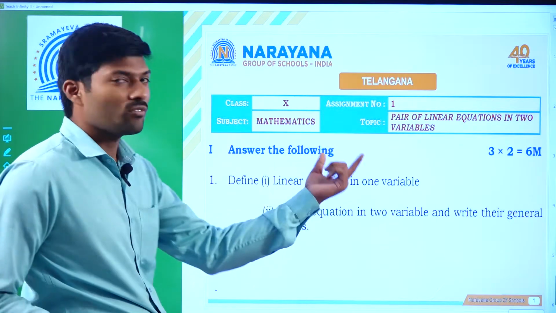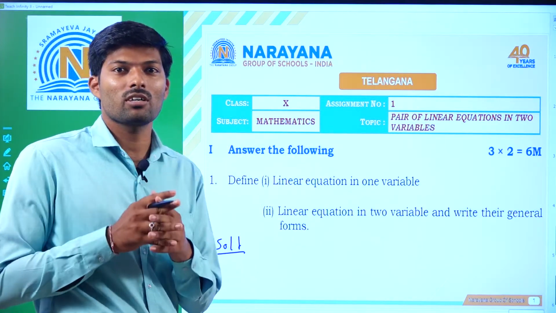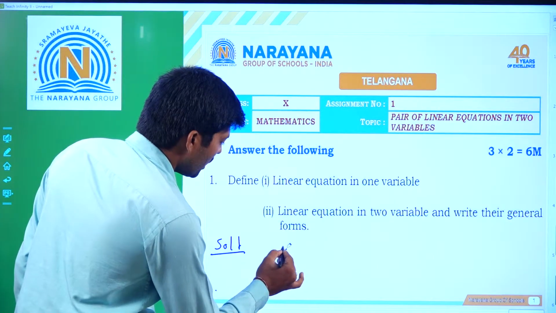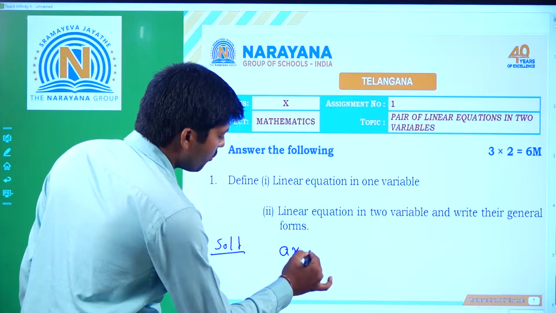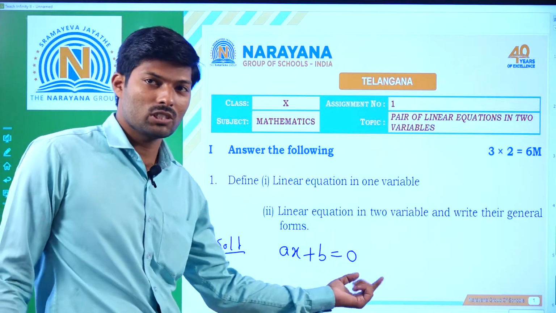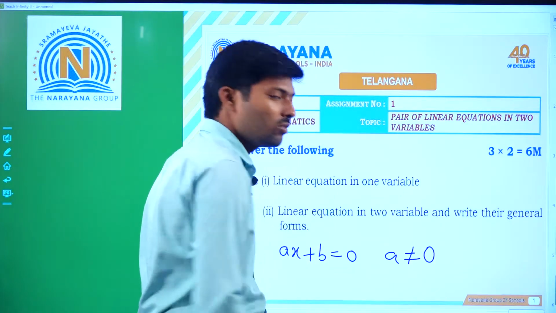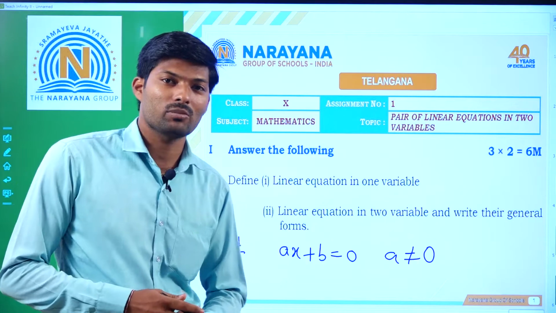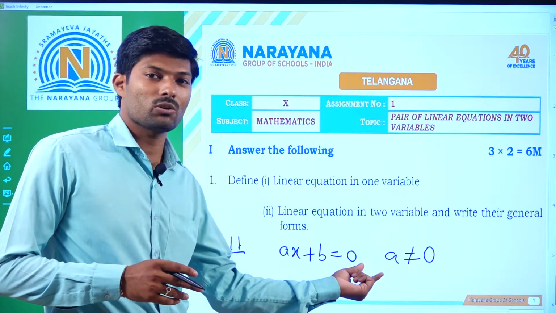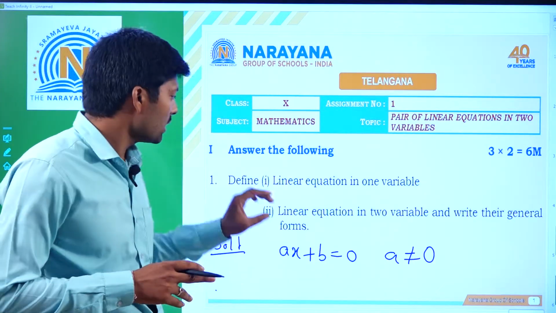A linear equation in one variable is a simple equation, a first order equation which involves only one variable. An equation which is in the form of ax + b = 0, where a is not equal to 0 and a, b are real numbers, is called a linear equation in one variable.